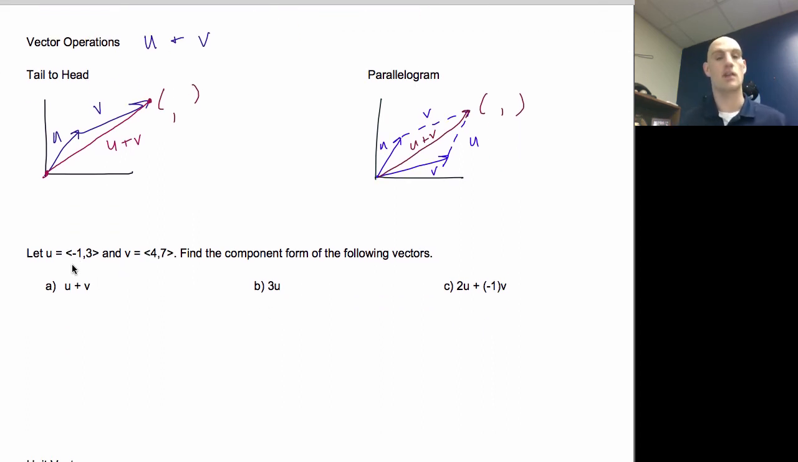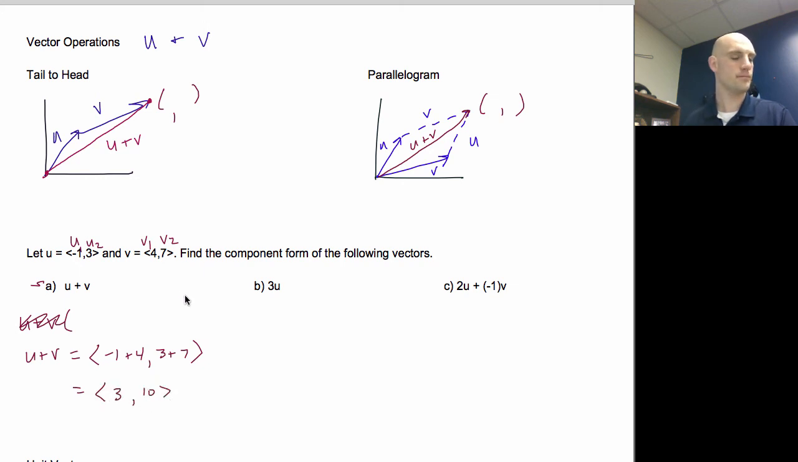Okay? Let's do a couple of vector operations. I'm given two vectors here: u, which is -1, 3, and v, which is 4, 7. What it wants me to do is find these component vectors, so let's do a little bit of addition for this first one. So a is u plus v. Well, when I'm doing u plus v, remember, it's equal to the parts of u, so if this is u1, u2, v1, v2, I'm going to add -1 plus 4, comma, and then add the y components, 3 plus 7. And so my answer is 3, 10.